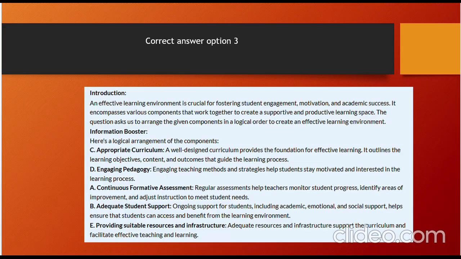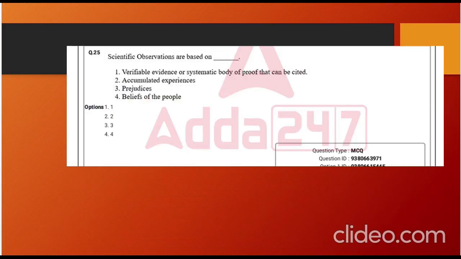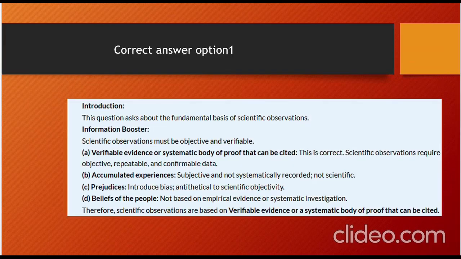Next question. Scientific observations are based on verifiable evidence or systematic body of proof that can be cited, accumulated experiences, prejudices, beliefs of people. Options given 1, 2, 3 and 4. The answer is option 1. That is, this question asks about the fundamental basis of scientific observations. Scientific observations must be objective and verifiable evidence or systematic body of proof that can be cited. This is correct because scientific observations require objective, repeatable, and confirmable data.